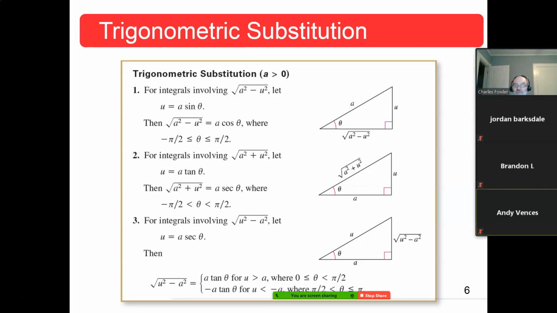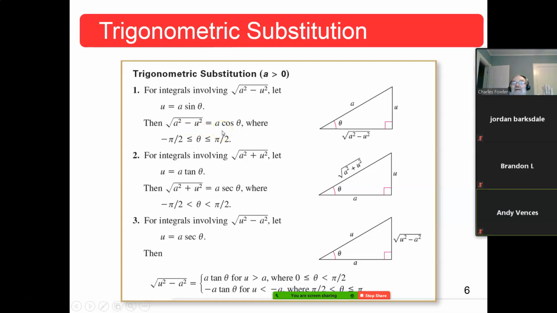If you have an integral that has a radical, a squared minus u squared, think sine substitution. Let u equal a sine theta. And then when you square that, you'll have an a squared, pull the a out, and then you'll have 1 minus sine squared, which is cosine squared, pull that out. So this thing here becomes that.